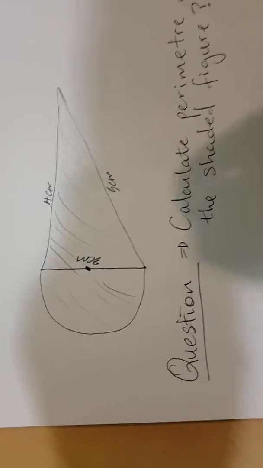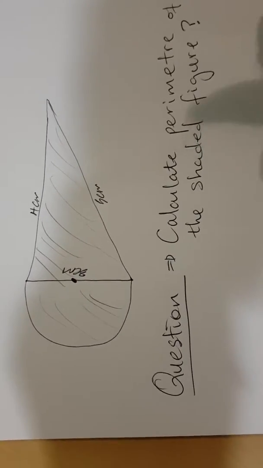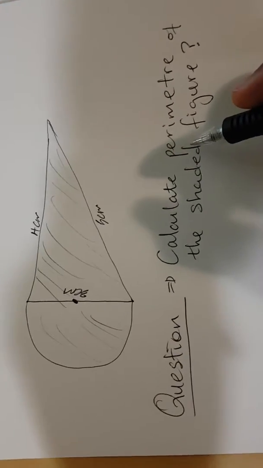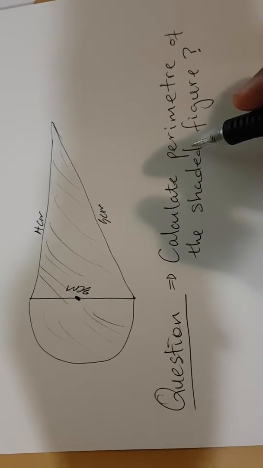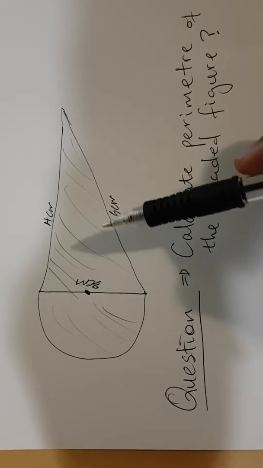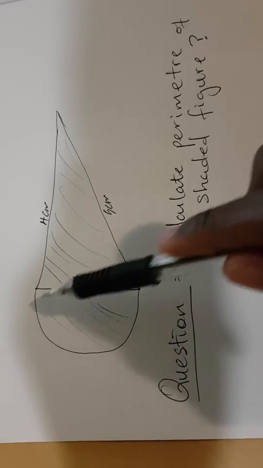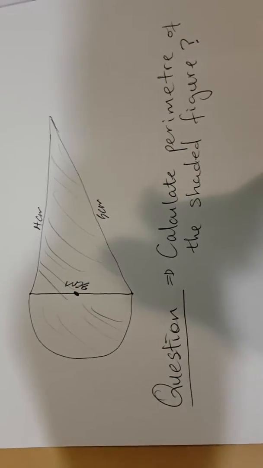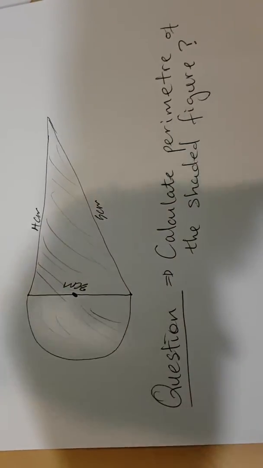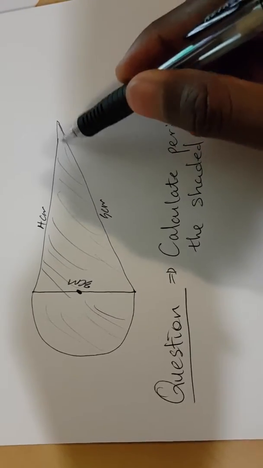Today we're going to calculate measurements. On measurements we're going to do perimeters. So this is how we do the measurement. We have this diagram above, which is triangular, attached to the half circle. Now they're asking to calculate the perimeter of the shaded figure. As you can see, this diagram has been shaded throughout.